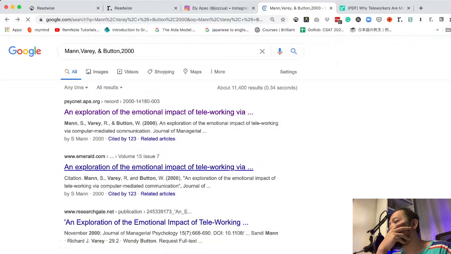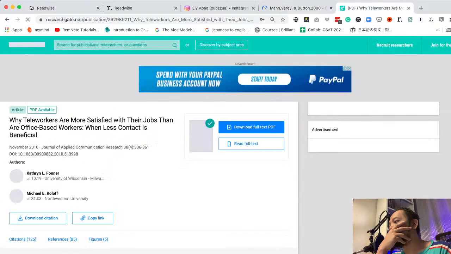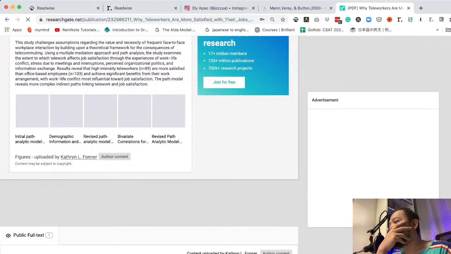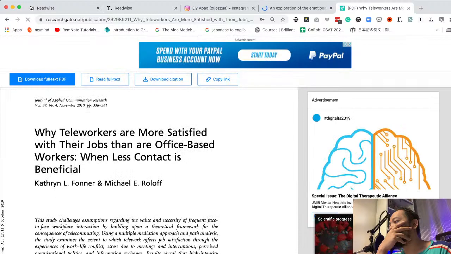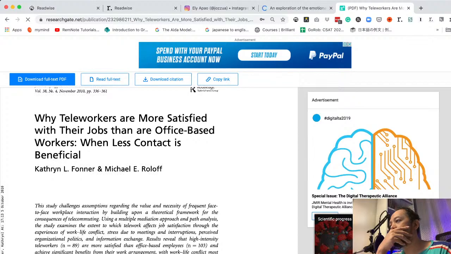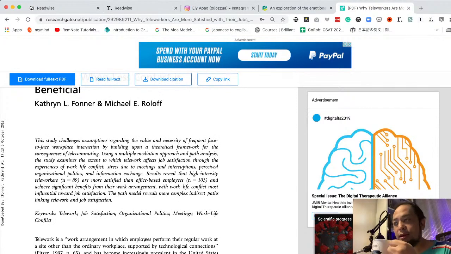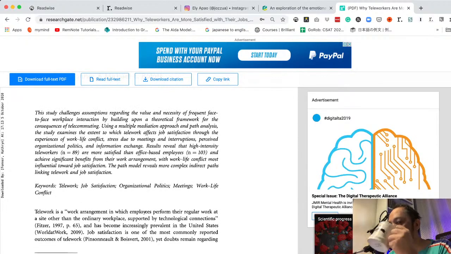Well, this one. All right, okay, this is available. Nice. When less contact is beneficial. Oh, wow. This is quite practical now during COVID-19. Note this. Please note the findings.